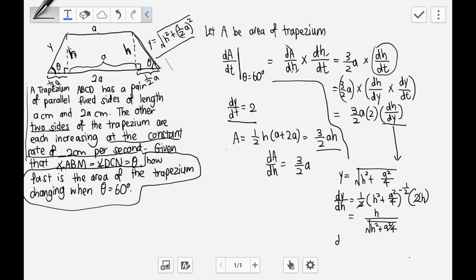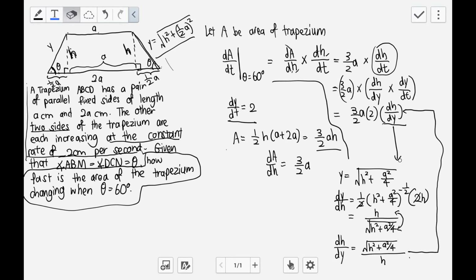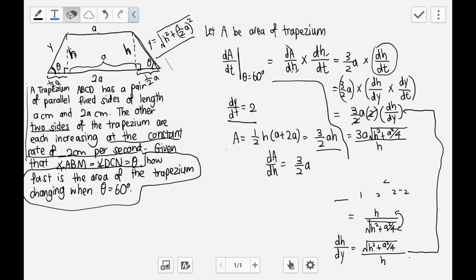Then when we invert it, dh over dy equals the bottom goes to the top and the top goes to the bottom. That's what we mean by invert: on the left hand side we invert it, so the right hand side we must invert it as well. And now we can substitute this back into here. So this would be erased, and we write equals, since these 2 and 2 would cancel away, this would be just 3a, and I multiply by the root of h square plus a square over 4, over h. I need some space here, so I erase the earlier working, but you know how we got there.